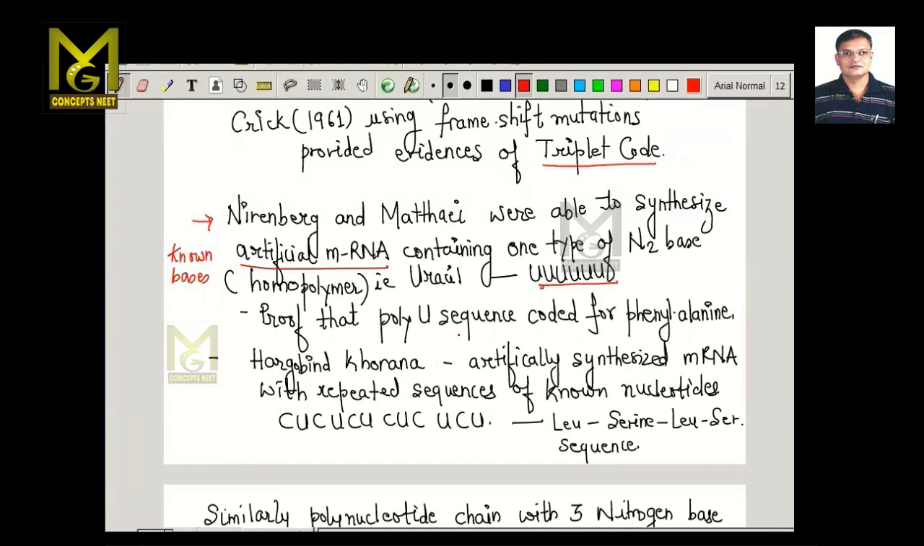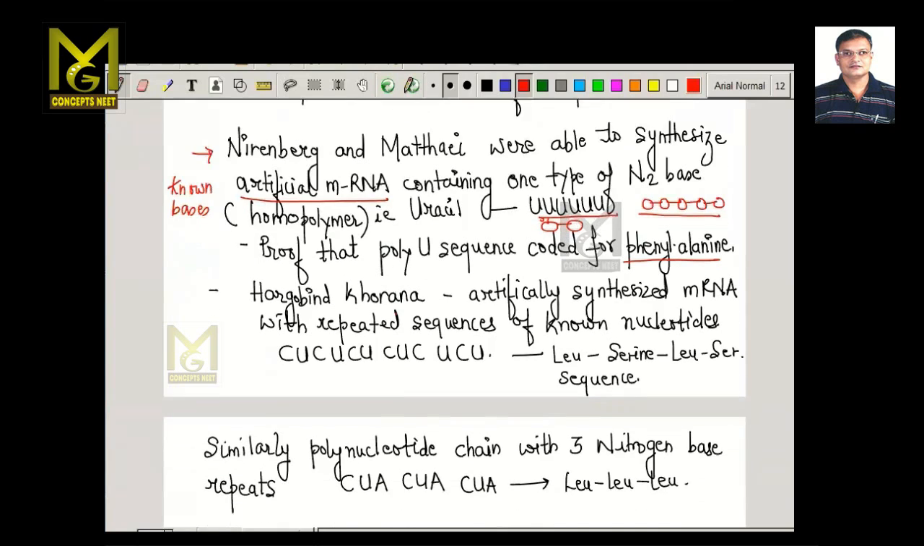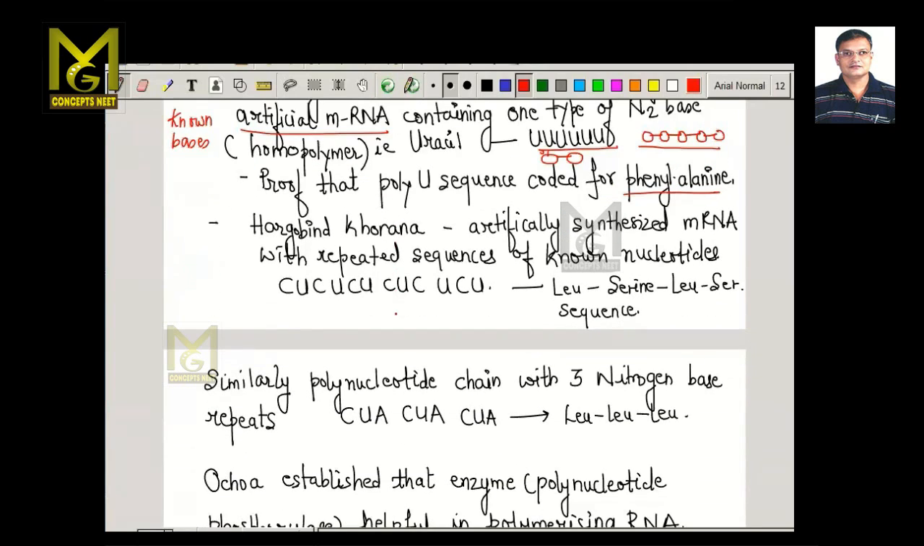In that case, it was found that this sequence gave a type of sequence in which all the amino acids were phenylalanine. Now what did this indicate? That this UUU codon codes for 1 phenylalanine. Second, it codes for another phenylalanine. So again, it was proved that it is the triplet code which is working.